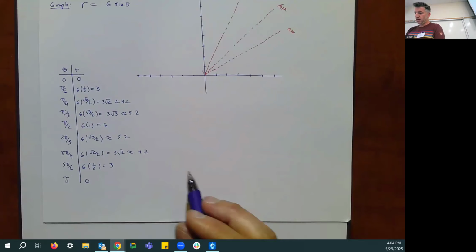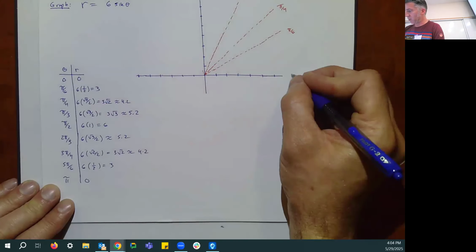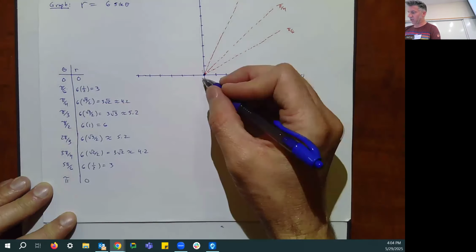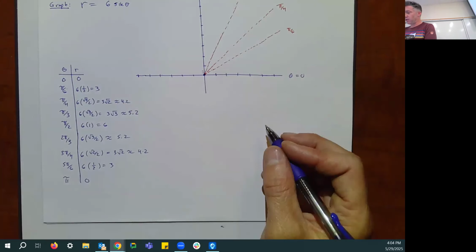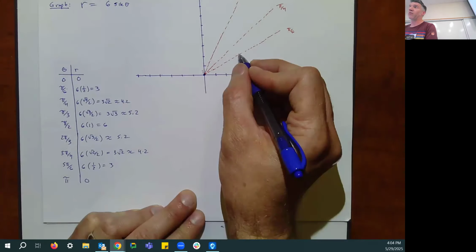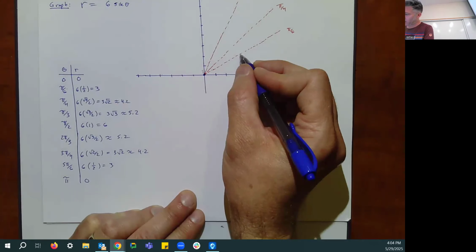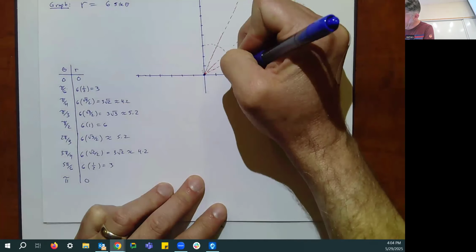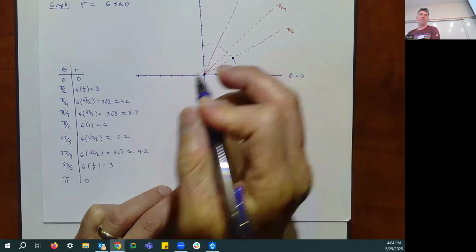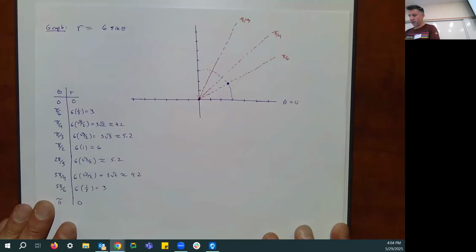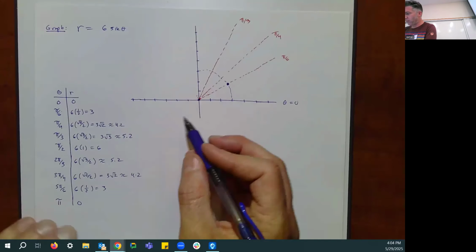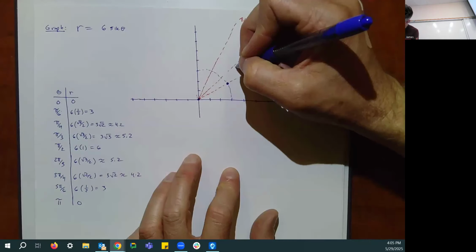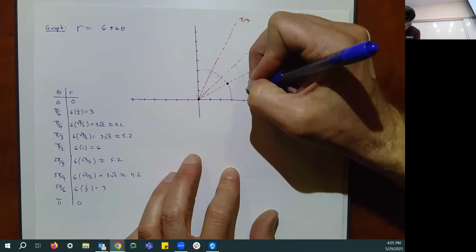In the theta equals 0 direction, we just get 0. In the theta equals pi over 6 direction, we get 3. But be careful here. I'm not going to go over 3 and then up, because that would be longer than 3. I have to go over 3 and then think about going radially to right there. That's a length of 3, approximately. And then for theta equals pi over 4, I'm going to go over to 4.2 and then go up radially to that point there. I probably overshot it a bit.